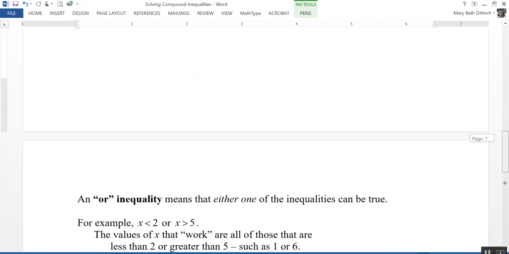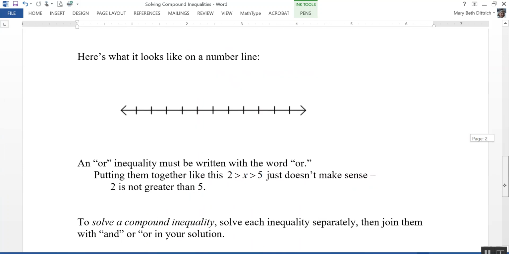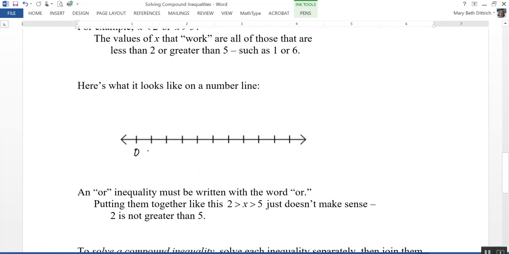So I'm going to go ahead and do 0, 1, 2, 3. Okay, so x is less than 2 or x is greater than 5. So all of the values that are less than 2, so like 1 and 0 and all of the numbers, even like 1.999 would satisfy that, or anything that's greater than 5, like 6, 7, or 8, or even 5.00001 would work as well.